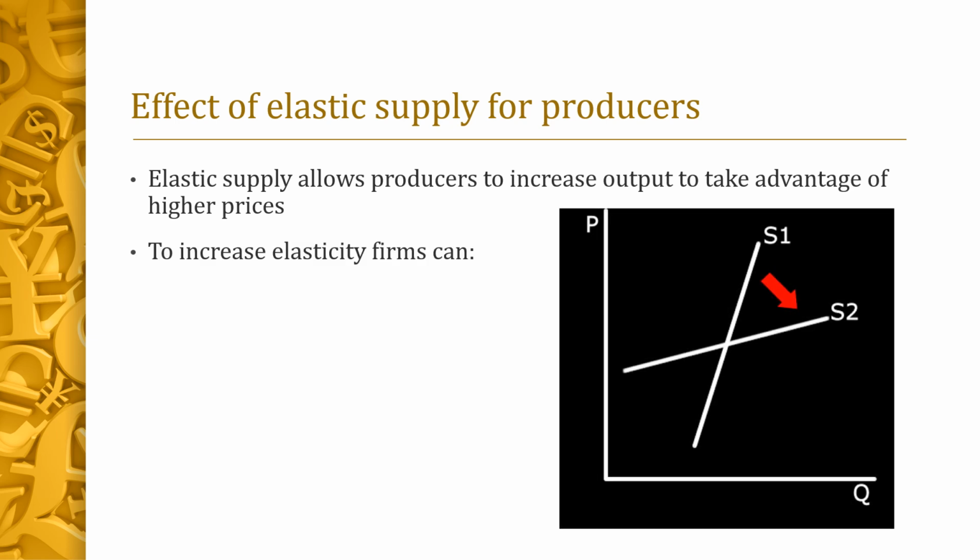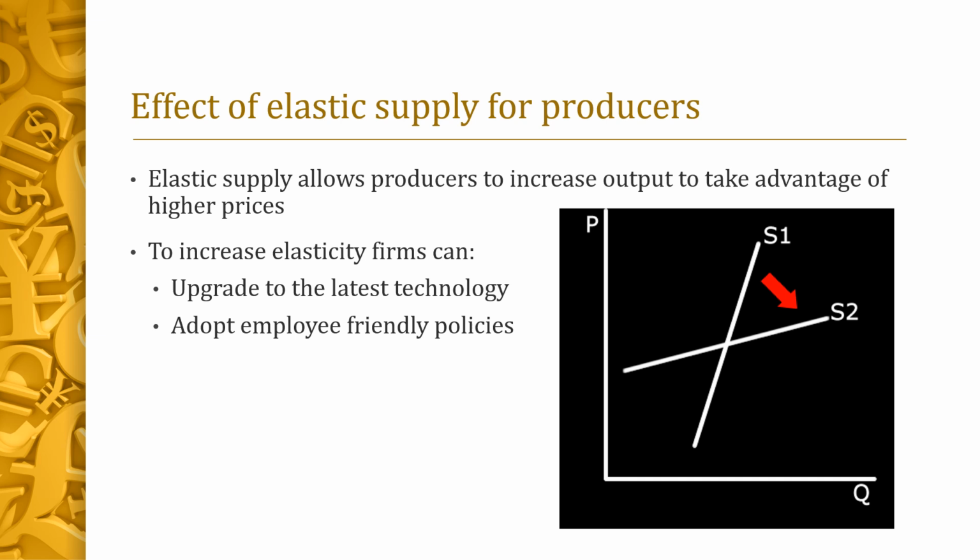To increase elasticity, firms can do a number of things. They can upgrade to the latest technology. This helps them to produce more output in the same amount of time. They can adopt employee-friendly policies. Things such as working from home will help them to recruit and retain more employees. They can also create spare capacity. This is the ability to be able to increase their output at short notice.